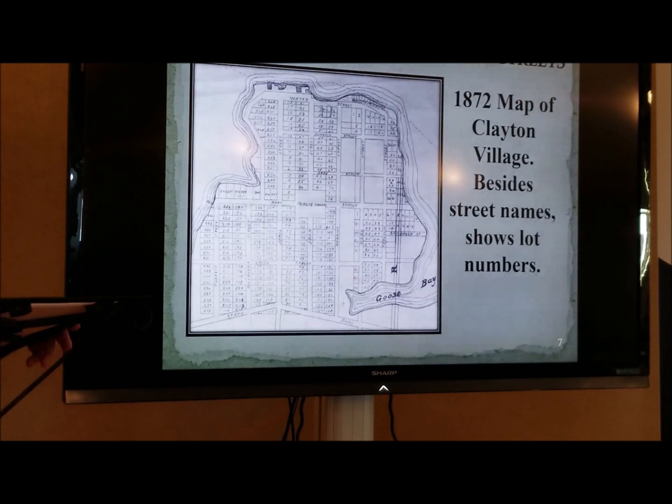I don't know why. It has most of them, but it does not list names, it lists the lot numbers. So if you're doing research on your home and you want to know exactly when it got built, this could be a helpful map because it will tell you the lot number of where your residence is.